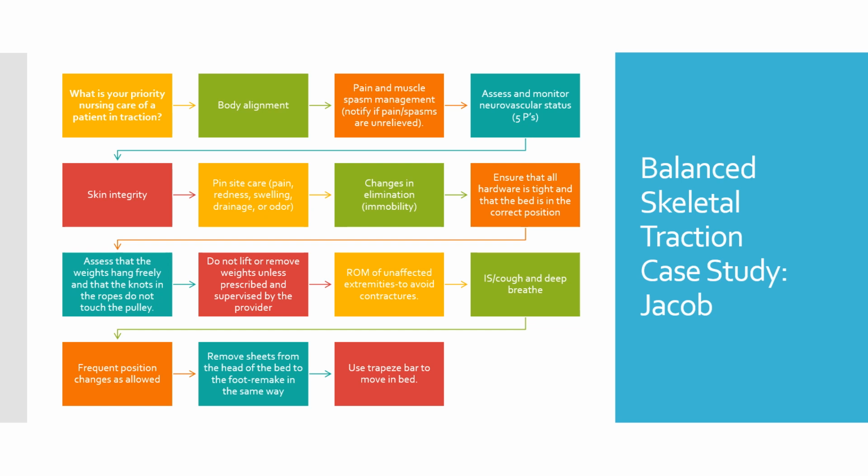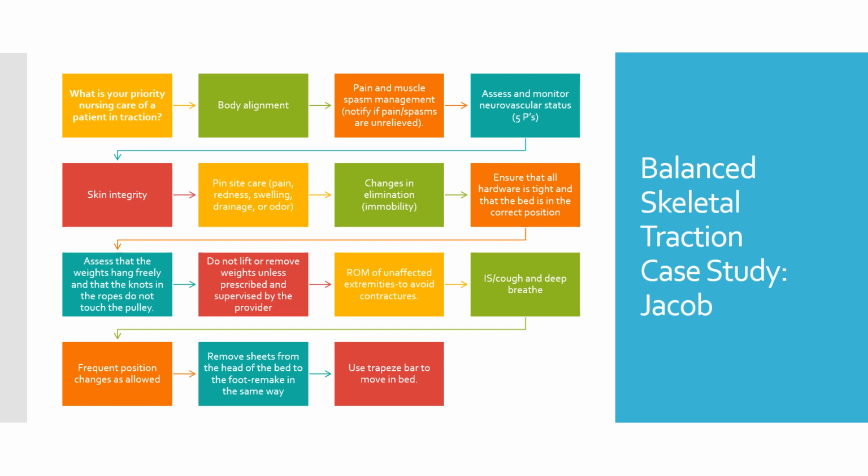If something were to drop to the floor or something were to go wrong, like I just mentioned, we're going to let the doctor know. We're going to do range of motion on the unaffected extremities to avoid contractures. We're going to encourage the patient to use the incentive spirometer and cough and deep breathe, again, to prevent those immobility issues that can be related to respiratory infections, pneumonia, from just laying in the bed in one position. Again, that leads to frequent position changes as allowed.